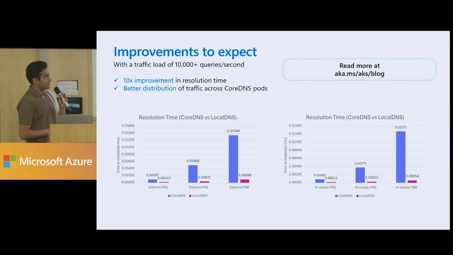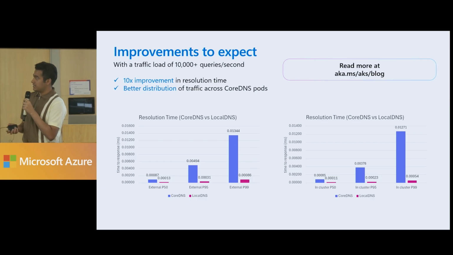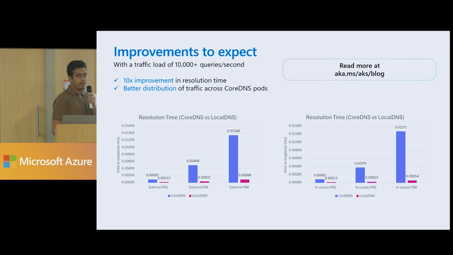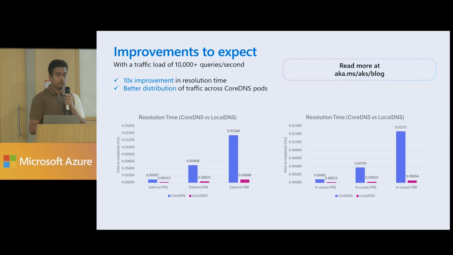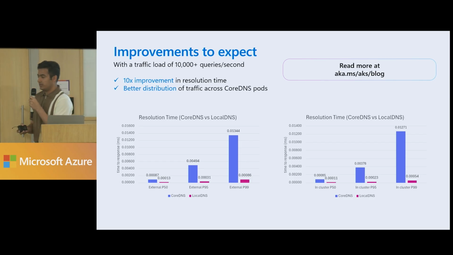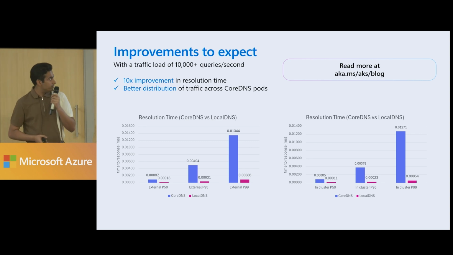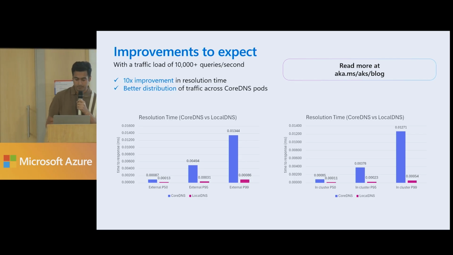And just to be clear, this is not a small improvement with DNS. We actually did a test internally at a large scale, so we triggered over 10,000 queries per second, and the response times dropped by 10x. There's also another graph which is not shown here, which shows the traffic distribution between CoreDNS pods, and we saw a much more even distribution between the CoreDNS replicas, even at such a large scale. We published these results in our blog as well, in case you want to read about it more.